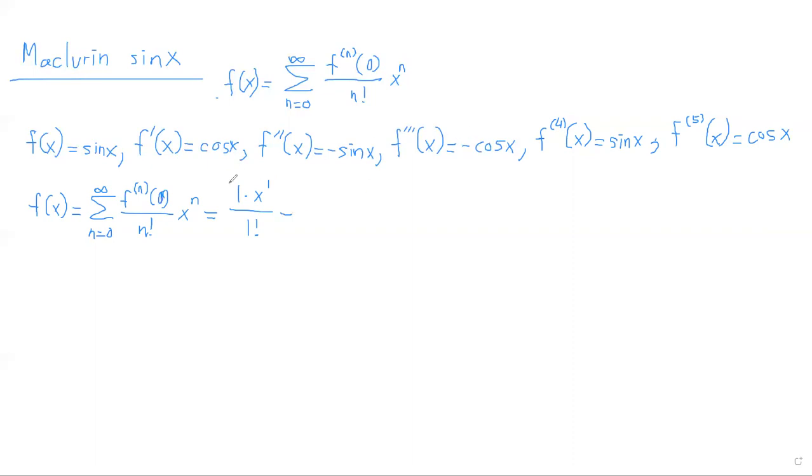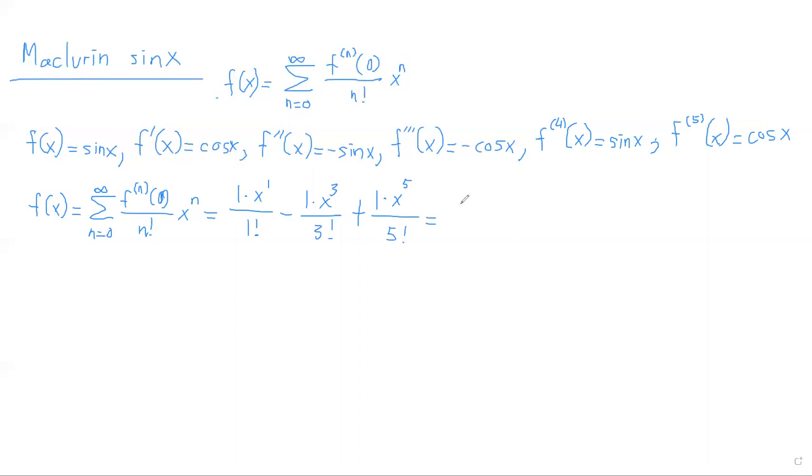When n is equal to 3, the third derivative will have a value of negative 1. So minus 1 x cubed over 3 factorial. The fourth derivative of sine x yields a value of 0 when you apply n equals 4, so let's move on to the fifth derivative. Plus 1 times x to the 5 over 5 factorial.